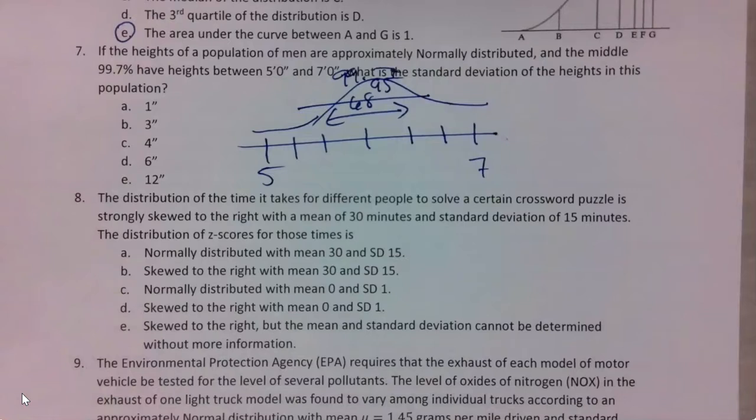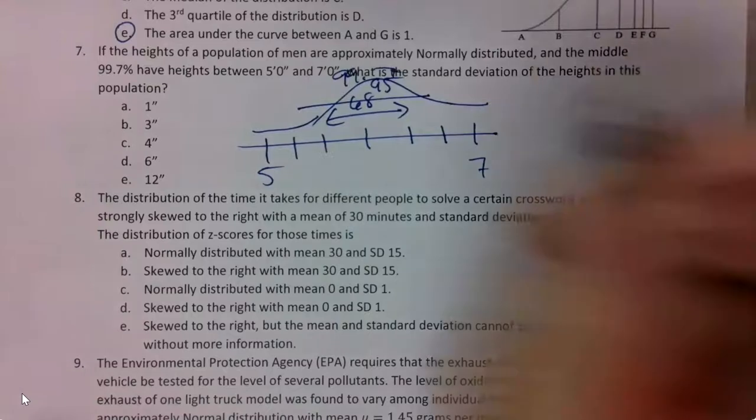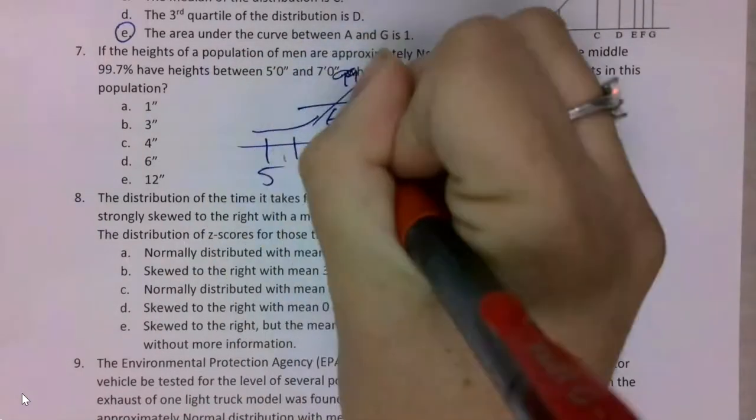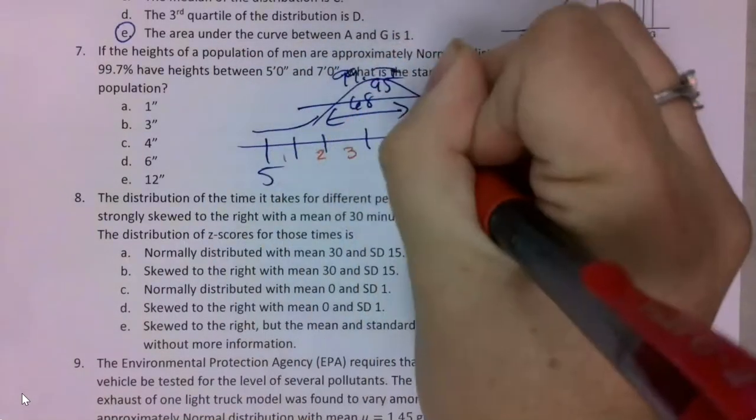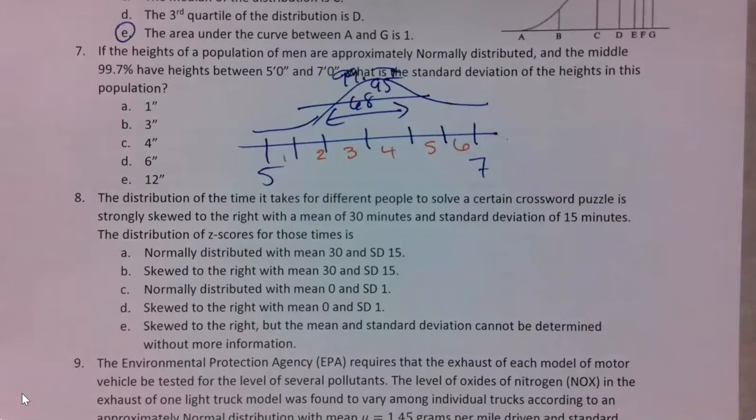I need to figure out what my standard deviations are to figure this out. So I want to see how many spaces I have in between the tick bars. I have 1, 2, 3, 4, 5, 6. So there's 6 spots in between 5 and 7. What I want to do is find the difference between 5 and 7 and divide by 6.